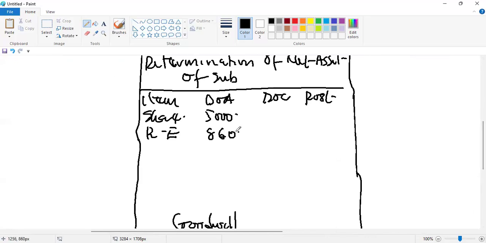Then that said there's a revaluation surplus of how much? 150. Is it PPE? An item of plant, yes. Revaluation surplus on PPE of how much now? 150.